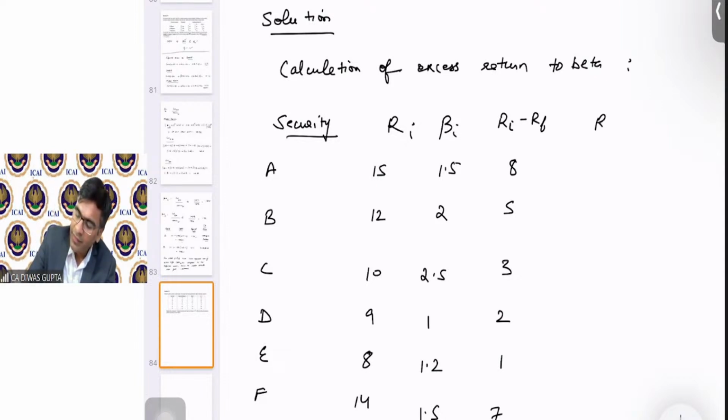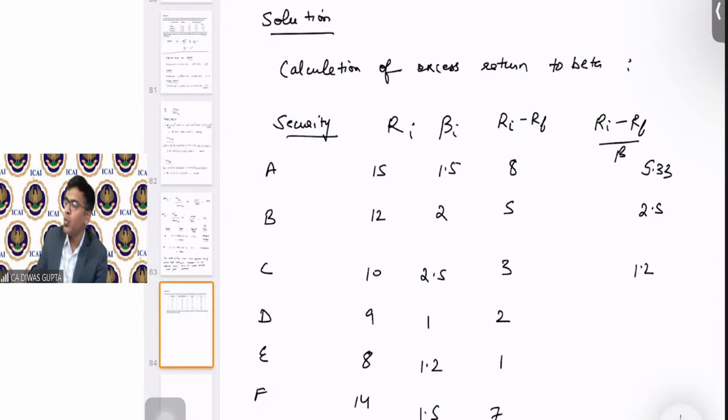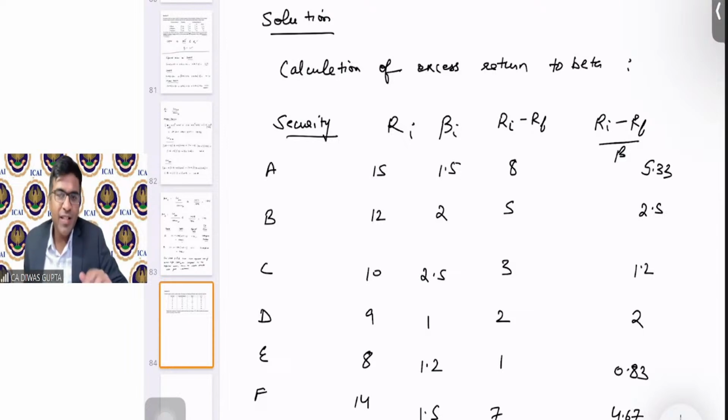Then we have to calculate the Treynor's ratio by dividing it by beta. Correct. So 8 divided by 1.5 is 5.33. Then 5 divided by 2, 2.5. 3 divided by 2.5, 1.2. 2 divided by 1 is 2. 1 divided by 1.2 is 0.83. And 7 divided by 1.5 is 4.67. So students, I hope till here all of you are with me. So this is a very step-by-step process.